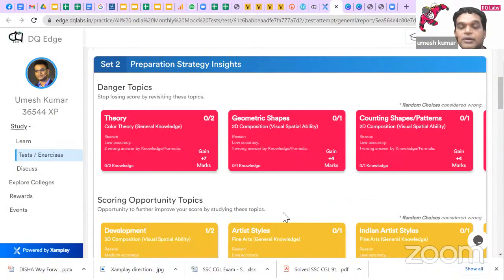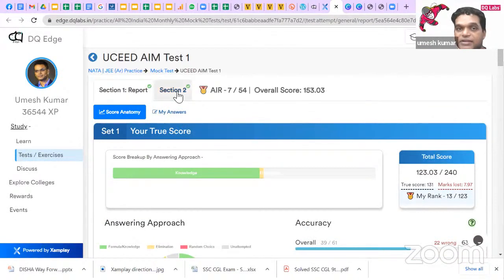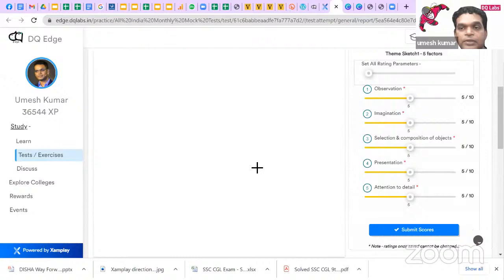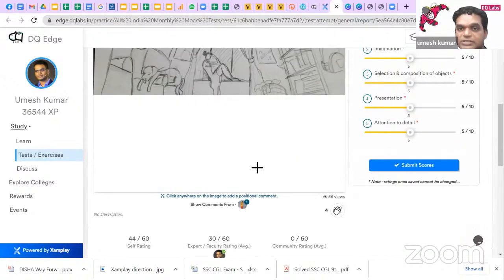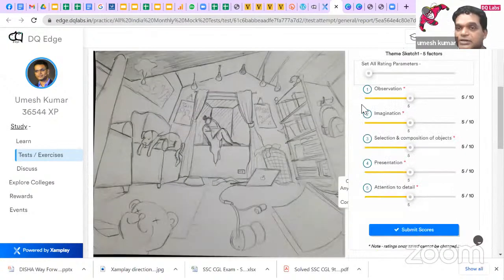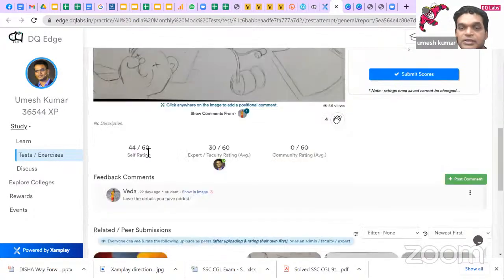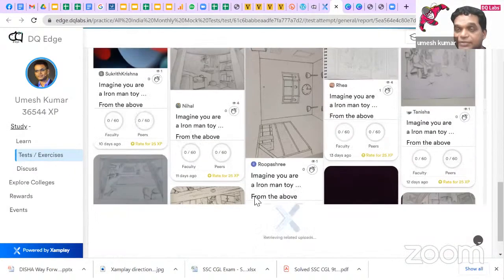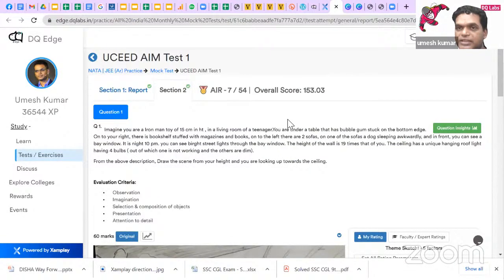Now she got AIR 7, and if you look into her work for the sketching, this was her sketching question. We have also evaluated her. Students have also self-evaluated her, and people left comments. This is the practice that we do on DQH, and you also get that information.